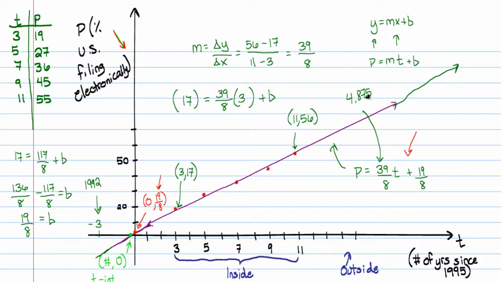And that means 4.875, remember, rise over run, so the rise variable is percent, the run variable is number of years. So 4.875 percent per year means that the percentage of U.S. citizens that are filing electronically is increasing by 4.875% per year.